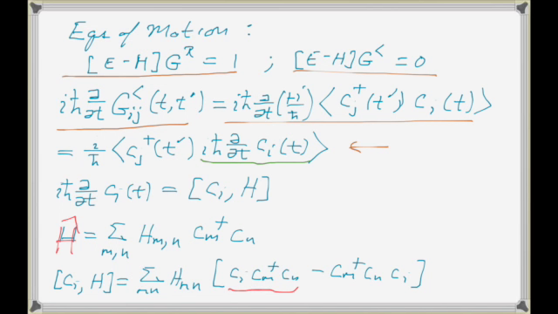d/dt of c_i of t. And I forgot to mention that all these definitions, all the creation and annihilation operators, are in the Heisenberg representation. That's an important point. And in the Heisenberg representation, we know how to evaluate that time derivative. We just have to take the commutator with H. So we go ahead and do that.